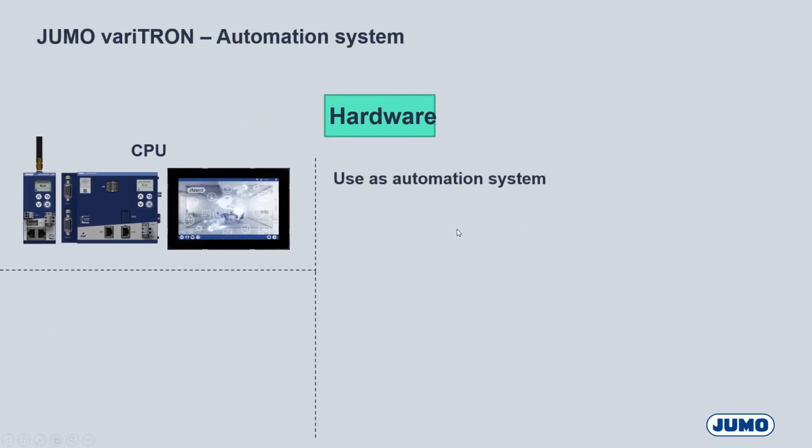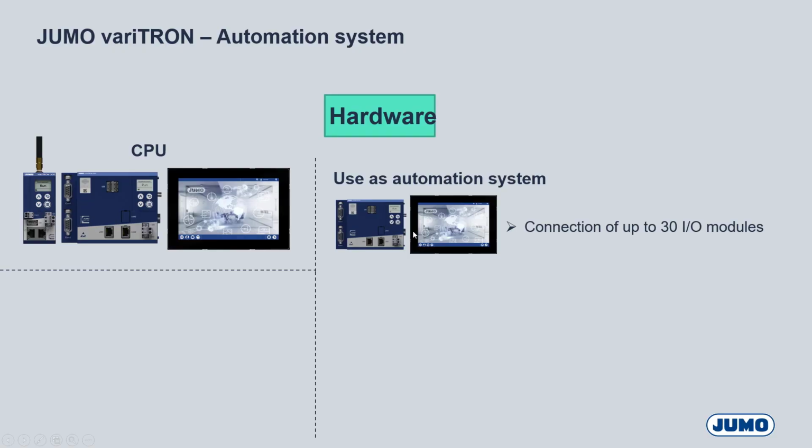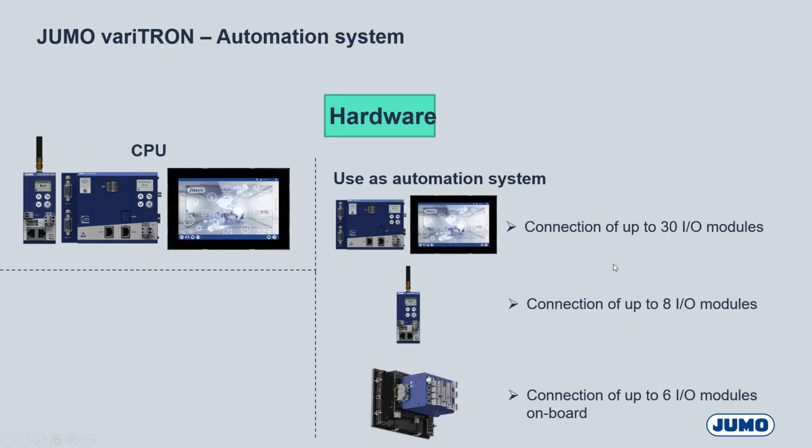Yeah, let's start with the hardware. As an automation system, with variTRON 500 and 500 Touch, we can connect up to 30 I/O modules. With the small variTRON 300, it's possible to connect up to 8 I/O modules. And a special thing, especially for retrofits, is the connection of up to 6 I/O modules on board the variTRON 500 Touch. We created a possibility to install a DIN rail on the backside of the panel on the CPU.